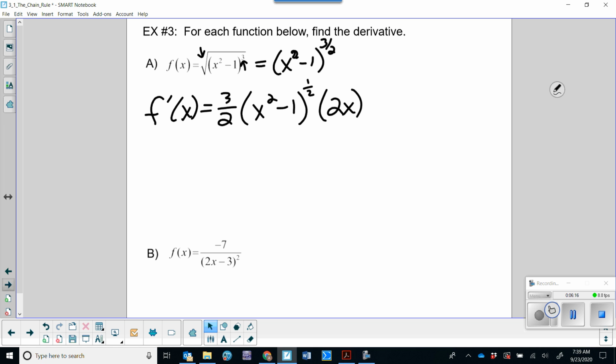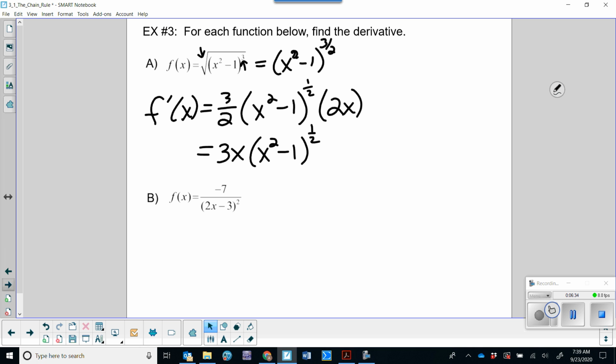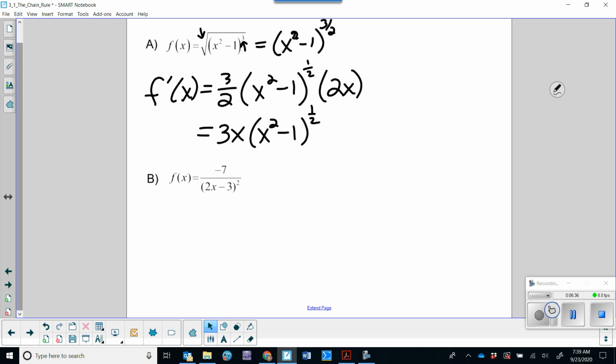That's the chain rule. Okay, and then again, the only thing I'm going to do to simplify it a bit is do 3/2 times 2x, which would be 3x, and then x squared minus 1 to the 1/2, or you could write square root of x squared minus 1 if you want. I like to just leave the exponents because they're usually what we would do more of later.